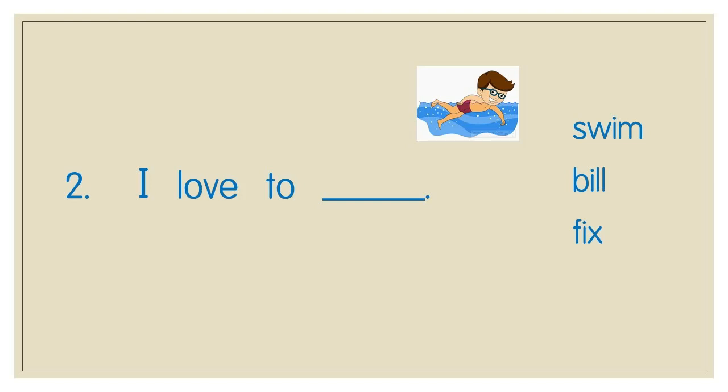Number 2. I love to blah blah blah. According to the picture, what do I love to do? Yes, I love to swim. Can you find the word swim? Can you circle it? After that, please write the word swim to complete the sentence.